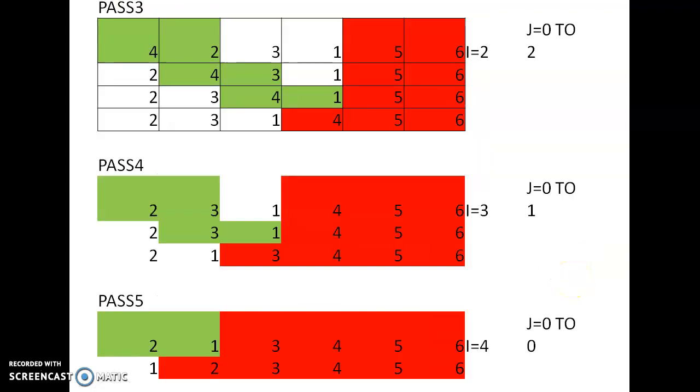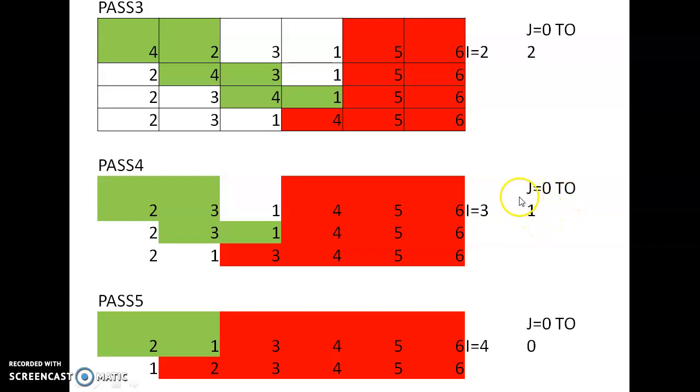Now if you see, when the I value is equivalent to 2, once again we are repeating the same process. Like that, in the last pass, the I value will become 4. At that time the J value is 0 to 0, so only A of 0 is compared with A of 1. Now if you see this particular relation, whenever the I value is 3, the J value is varying from 0 to 1.